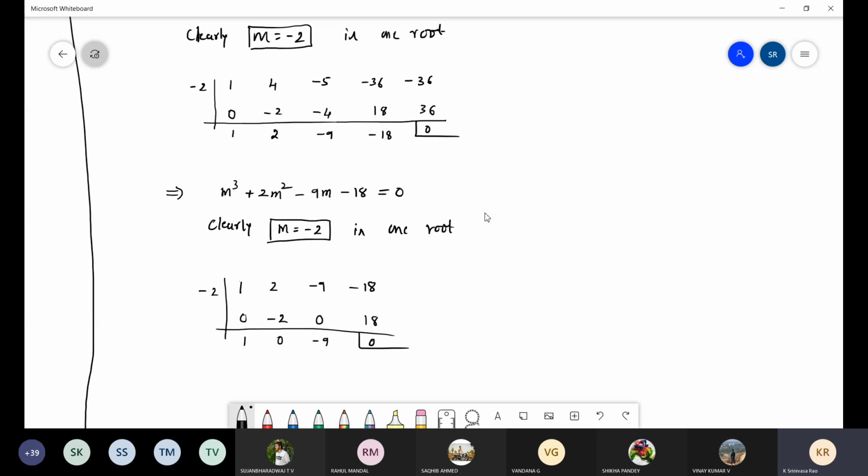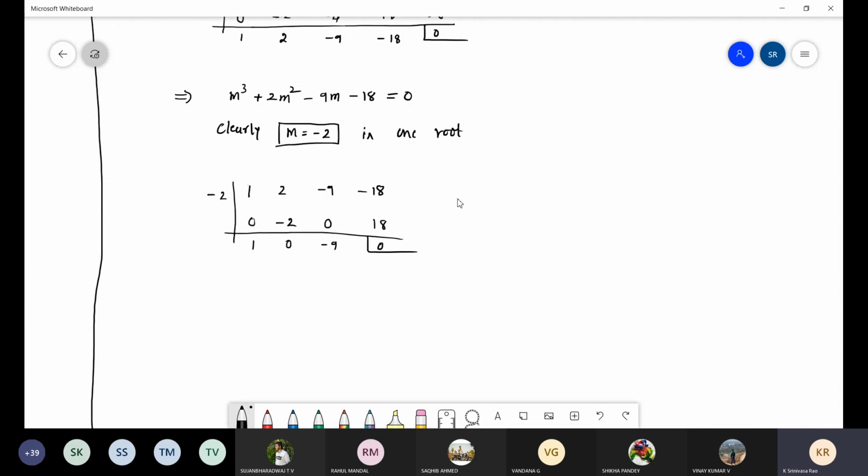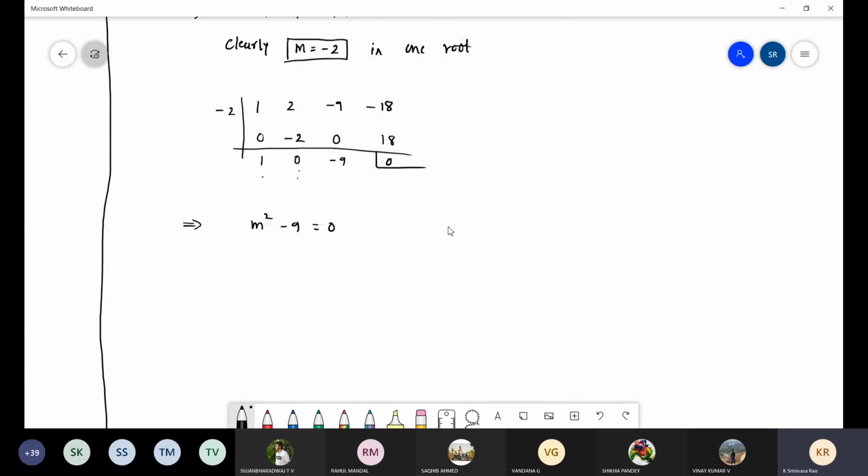So what will you get? This implies, what is the equation you will get? m square minus 9 equals 0. There is no m term, just minus 9. Don't write minus 9m now. This is m square, m and constant. Yes, m square minus 9 equal to 0 means you can directly solve.